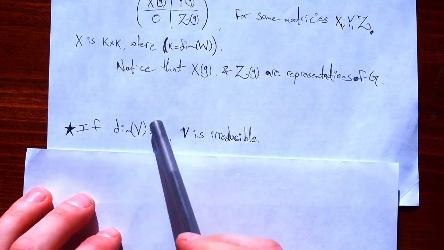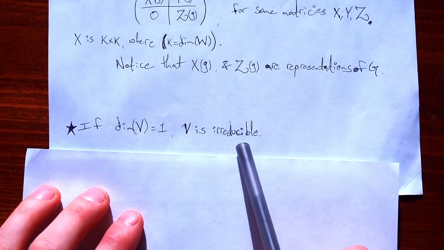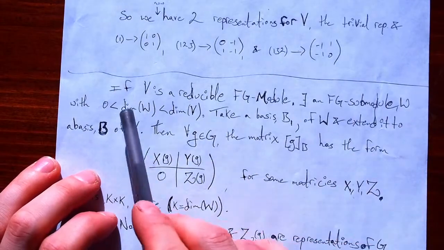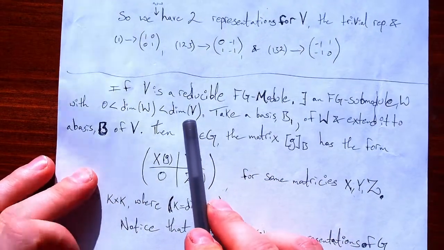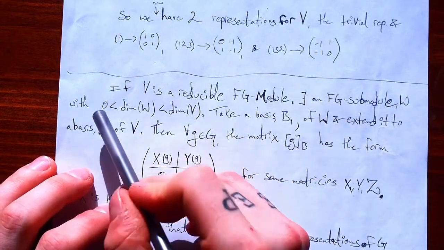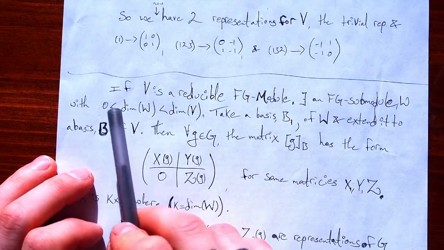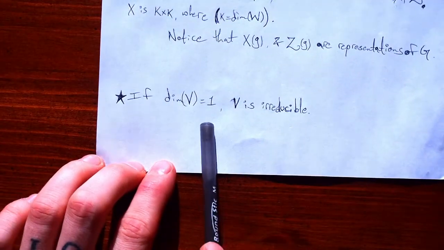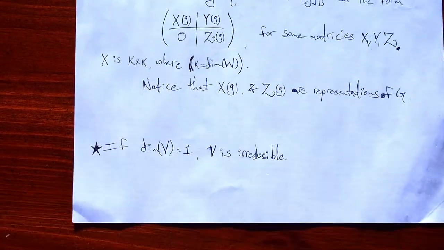So if your FG module V has dimension 1, we know V is irreducible. Why is that? Because if we come back here, we know that the dimension of a submodule has to be greater than 0, but less than the dimension of our FG module. So if this is 1, there does not exist a number between 0 and 1, since the dimension of vector spaces has to be whole numbers. So we know that one-dimensional FG modules are irreducible. That's good to know.